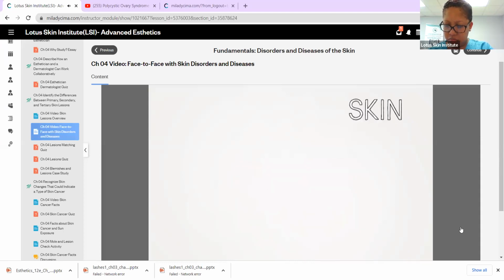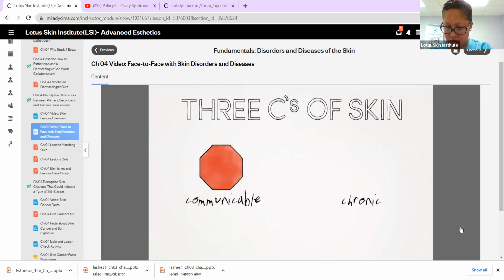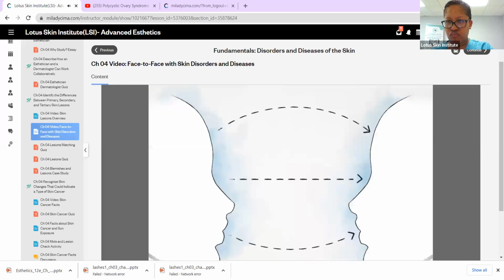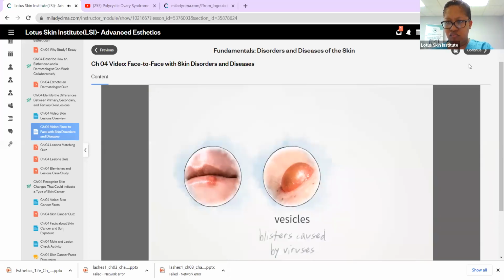To prevent skin from becoming a touchy subject for your guests, be on the lookout for the 3 C's: communicable, chronic, cancer. The first requires you to stop service. The second, a workaround will do. Third, you literally could save a life. Communicable or service-ending conditions pass between people. Stuff like warts, ringworm, and vesicles. Blisters caused by viruses like herpes simplex or varicella zoster.